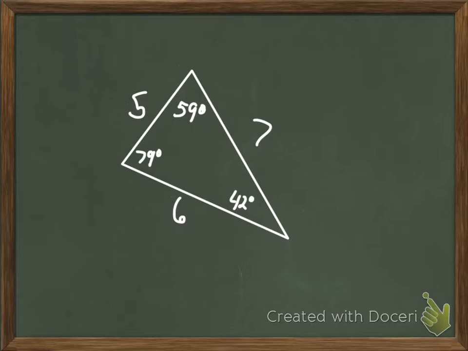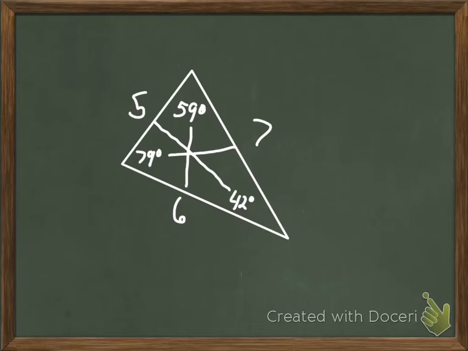Okay, so I know that's kind of vague what I gave you, but what I was hoping you would see is this. 5 is the smallest side. The smallest side here is also across from 42. 42 is the smallest angle. 7 is our biggest side. If we look across at the angle, it's also across from the biggest angle, and 6 is in between both, and it just so happens that 59 is also in between our angles.